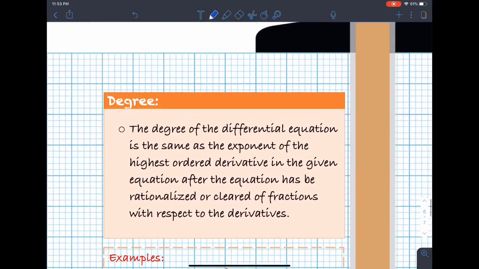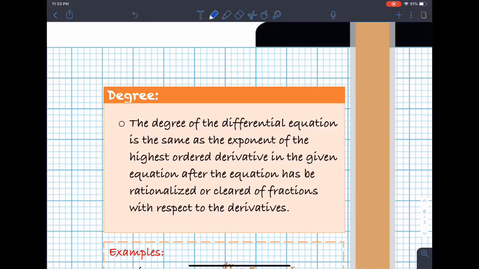So let's proceed with the second classification, which is the degree. It says here that the degree of the differential equation is the same as the exponent of the highest order derivative in the given equation after the equation has been rationalized or cleared of fractions with respect to the derivatives. In determining the degree, we are always looking at the exponent of the highest derivative. Regardless of the exponent of other derivatives, our main concern will always be the highest derivative. What is its exponent? From there, we'll be able to determine the degree of the differential equation.